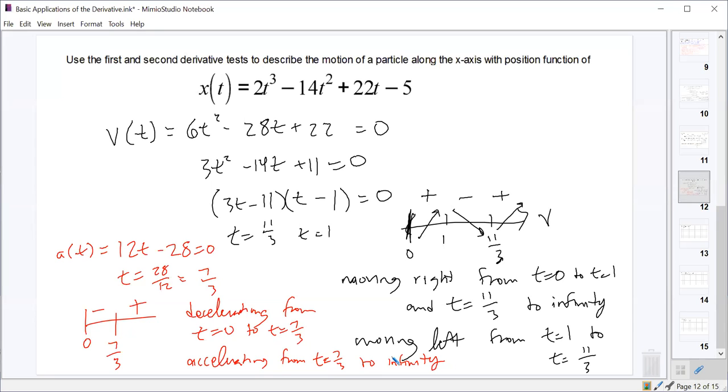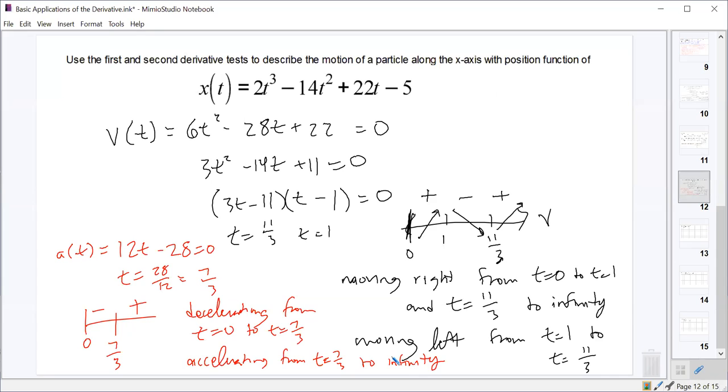Since its motion is to the left from 1 to 11/3, wouldn't it be more accurate to say that it's accelerating to the left from t equals 0 to t equals 7/3? Because it's accelerating from 1 to 7/3. It's just accelerating to the left. I mean, acceleration means that your velocity is increasing, and decelerating means that your velocity is decreasing. So technically, no, what you're saying is wrong.